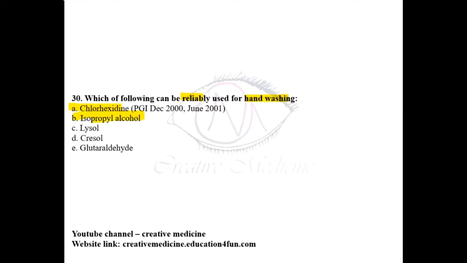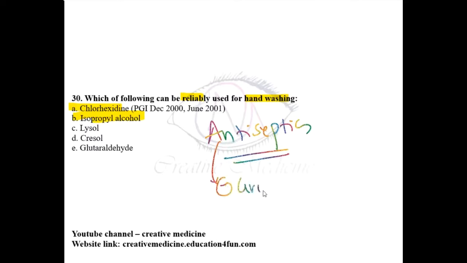For hand washing, we mainly use antiseptics. Antiseptics are chemical disinfectants which are safely applied to the skin and mucous membrane. These will inhibit the growth of bacteria and they can be used for hand washing.